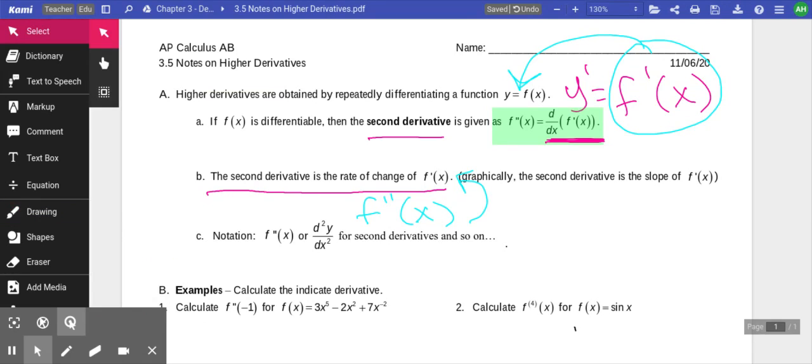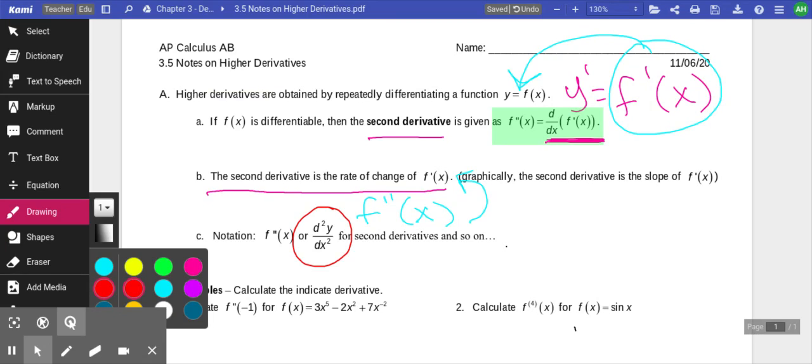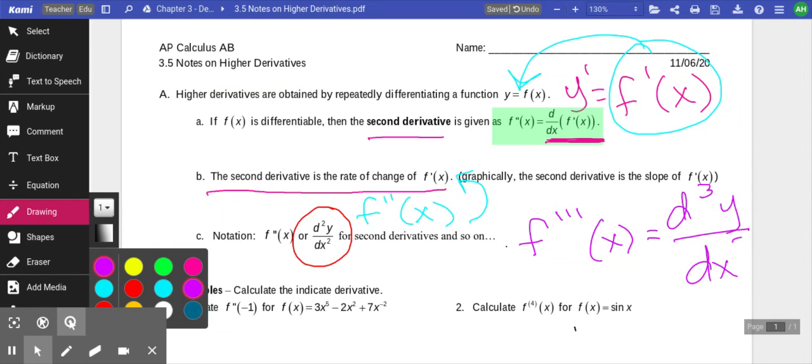The notation f double prime of x, or in Leibniz notation, d squared y over dx squared, represents the second derivative. If I were looking for the third derivative, I would use f triple prime of x, or d cubed y over dx cubed, and so on.